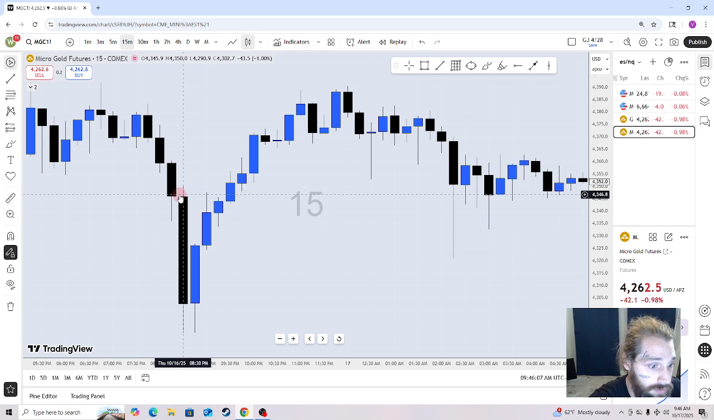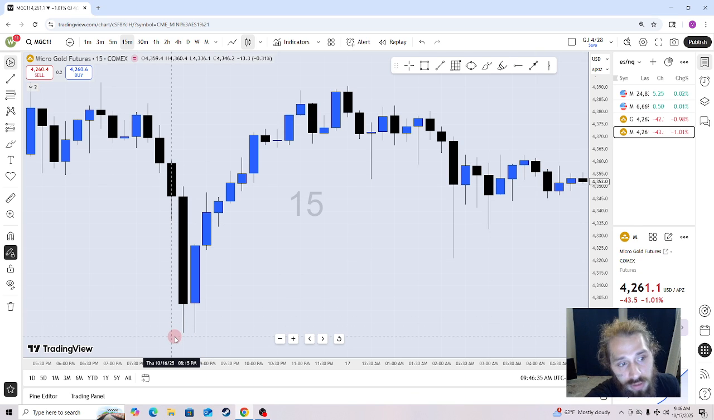Price in this 15-minute span from 8:30 to 8:45, price was able to open up at $4,345.8 to be exact. It opened here at 8:30. Price then traveled up into the levels of 4,350.8 and then made its way down all the way to 4,290.